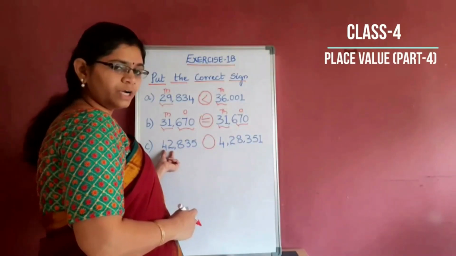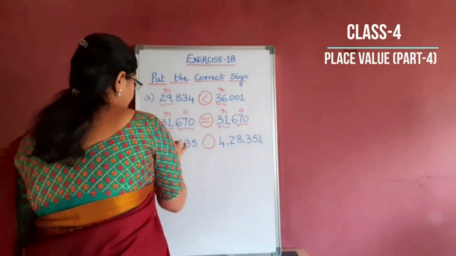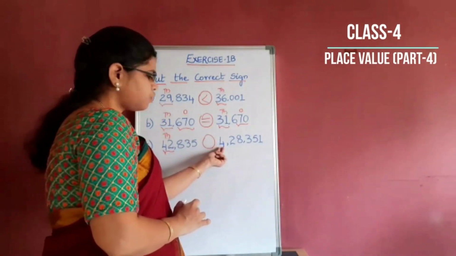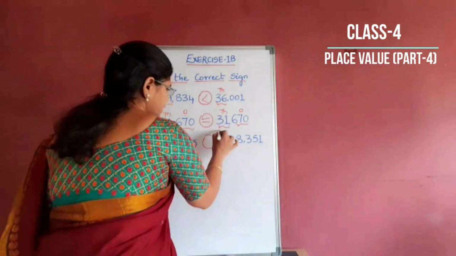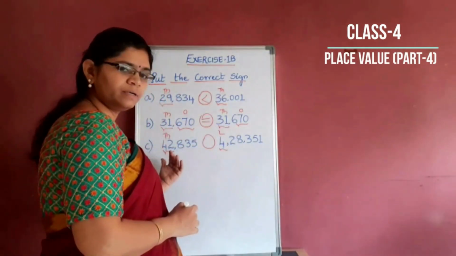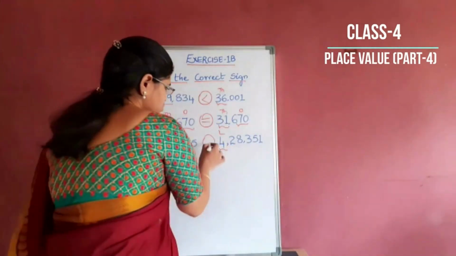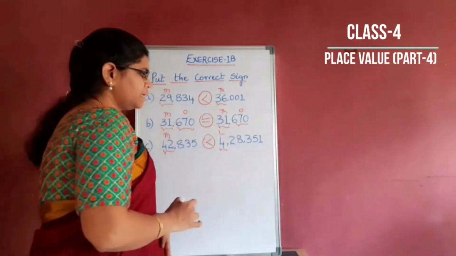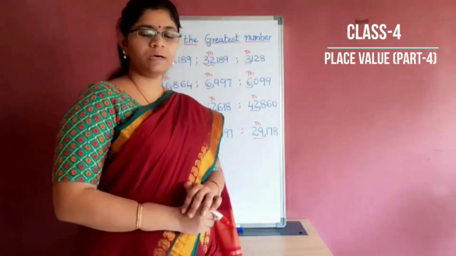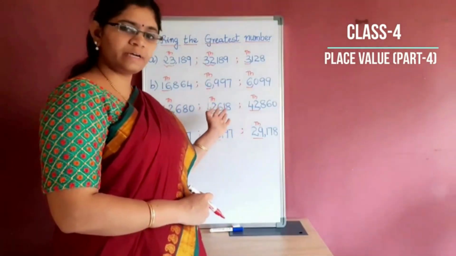Here we have 42 in the thousands period. Here 4 is in the lakhs period. Now which is more, children, the lakhs period or the thousands period? The lakhs period is more. So 4,28,351 is the greater number.